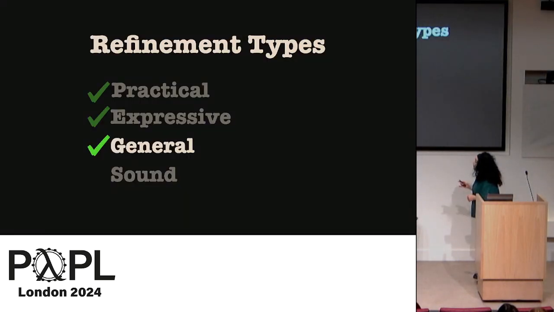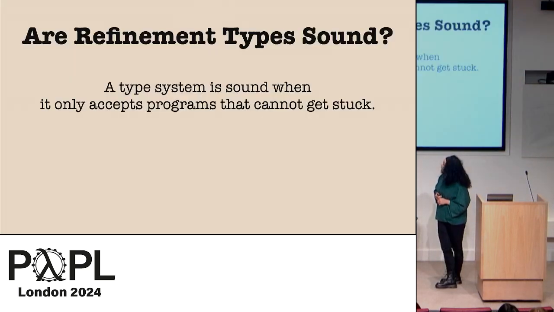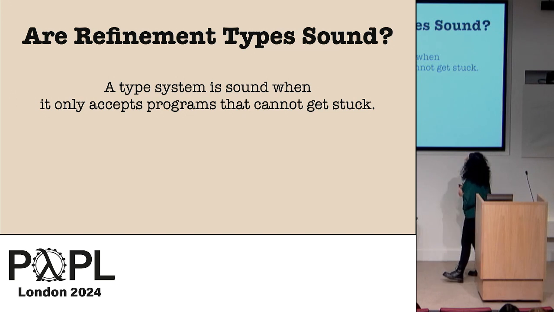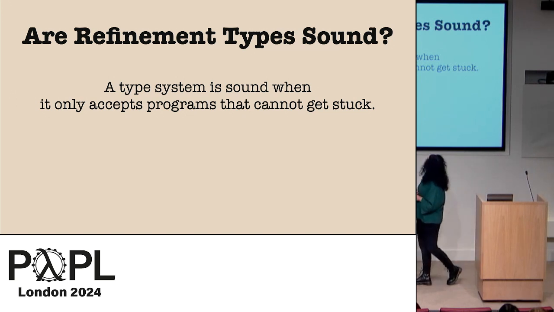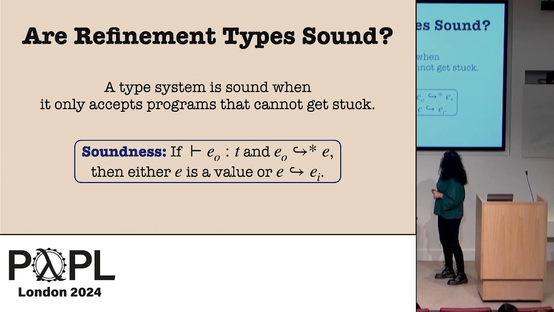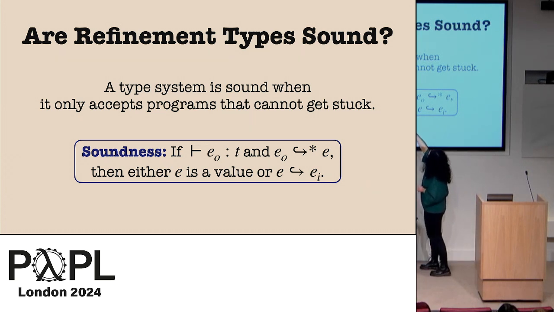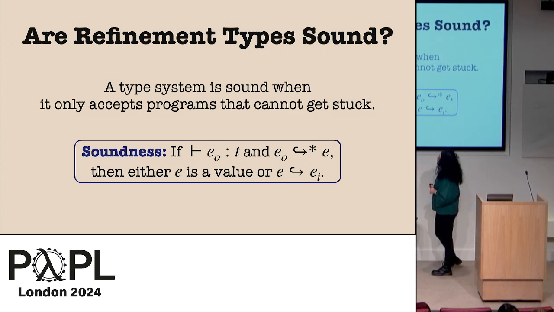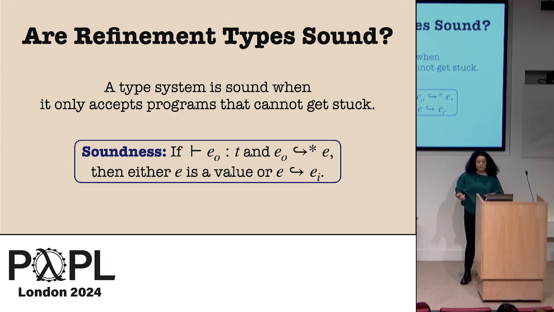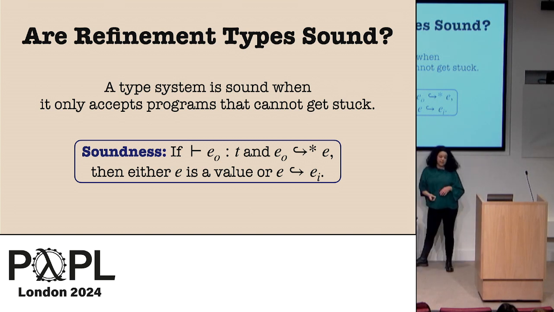Okay, and I am going to the last question, the last feature: if refinement types are sound. And here we go back: what is the soundness of a type system? We say that the type system is sound when it only accepts programs that cannot get stuck. And we use this syntax to encode this and say that if an expression has a type T and it evaluates to another expression E, then either E is a value or it takes a step. And this is the standard definition of saying that the type checking that is defined is sound.